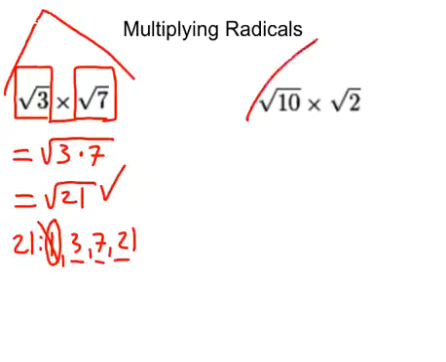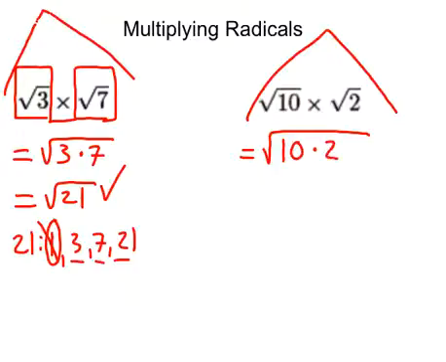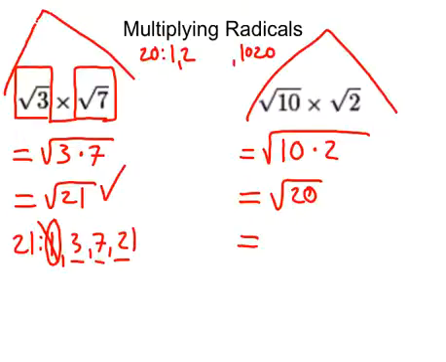Okay, so we want to put these two under the same roof again. So I'm going to do the exact same process. I'm going to write a larger radical sign, and then I'm writing my 10 and 2 underneath that radical sign. Okay, so 10 times 2 is 20. I want to simplify this, so I'm going to look at the factors of 20 and see if I can find any perfect squares. The factors of 20 are 1 and 20, 2 and 10, and then 4 and 5.